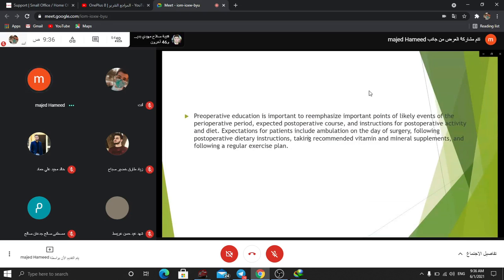Preoperative education is important to inform the patient of likely events of the perioperative period, the expected post-operative course, and instructions for post-operative activity and diet. Expectations for the patient include ambulation on the day of surgery, following post-operative dietary instructions, taking recommended vitamin and mineral supplements, and following a regular exercise plan.